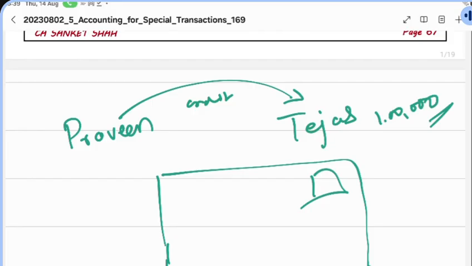I am at a superior position. Why should I request? He should request me for the goods. But now when the instrument is coming from me, I order him to pay. I order Tejas to pay rupees 1 lakh.